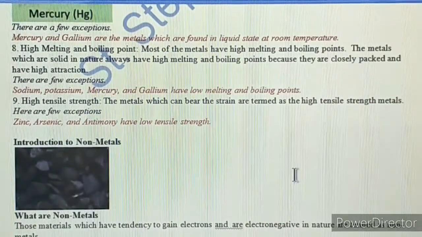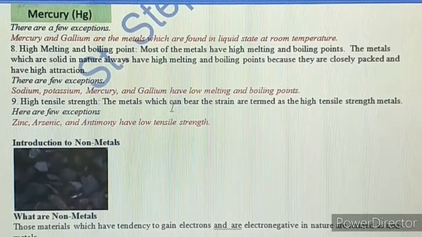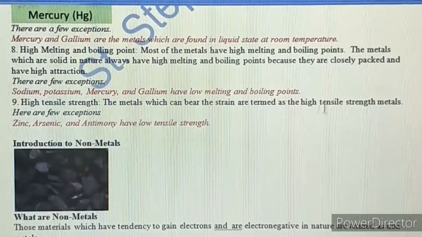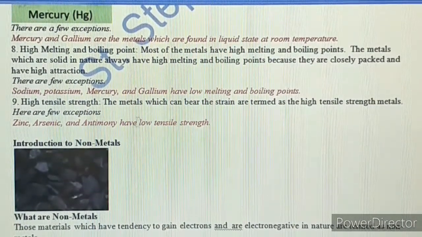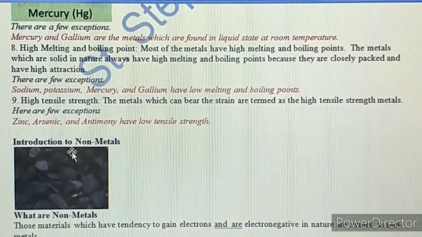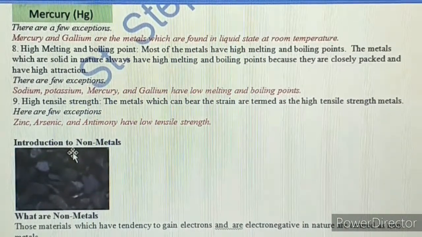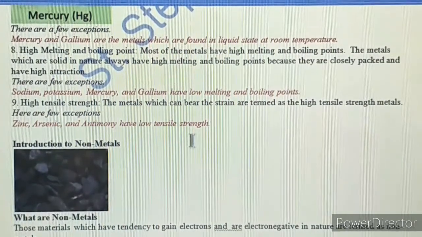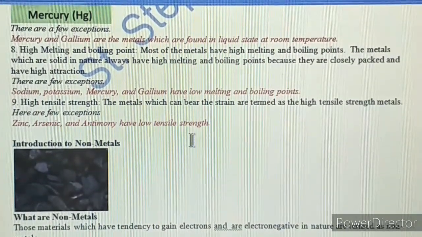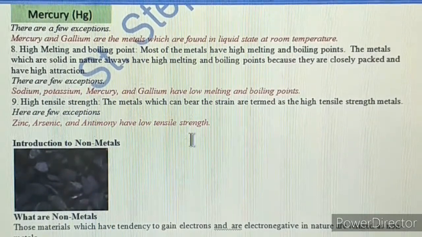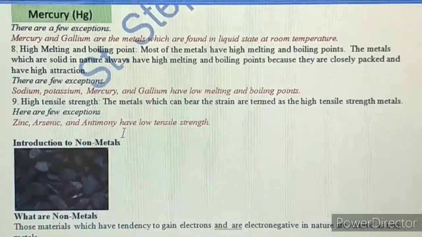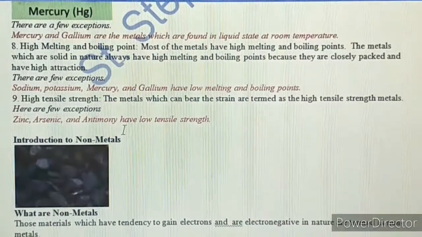Next is high tensile strength. The metals which can bear the strain are termed as high tensile strength metals. Here are few exceptions. Those metals like zinc, arsenic, antimony have low tensile strength. They cannot bear the strain, so they are called low tensile strength. And so most of the metals have high tensile strength.